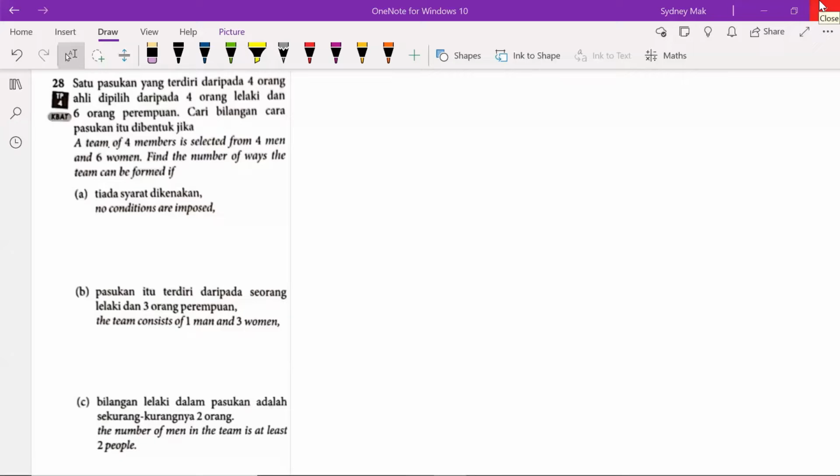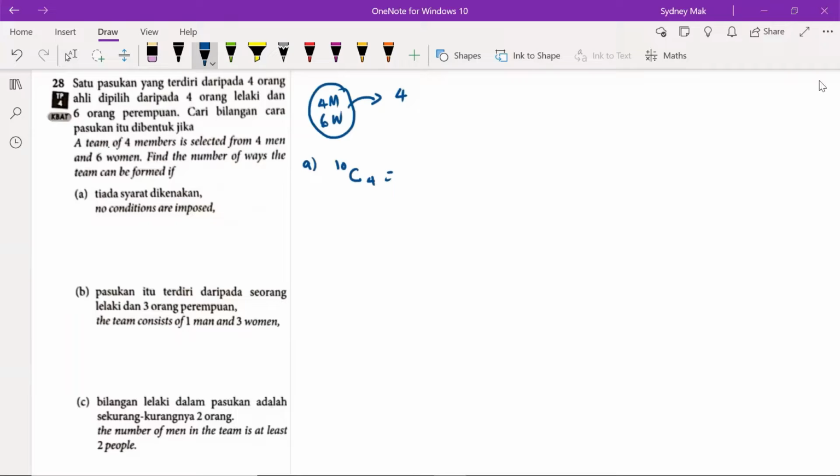Everyone, this is practice formative of chapter 4, question number 28. We have a team of 4 members that need to be selected from 4 men and 6 women. So the pool of our choice is 4 men and 6 women, and out of this, we got to choose 4 members. When no conditions are imposed, generally we have 10 and we just pick any 4.